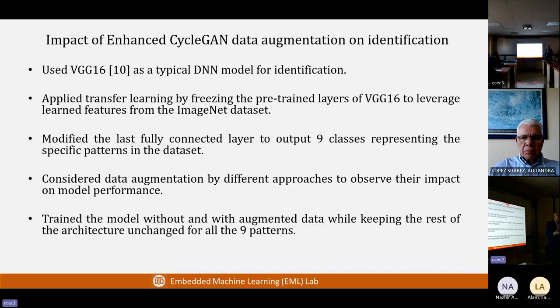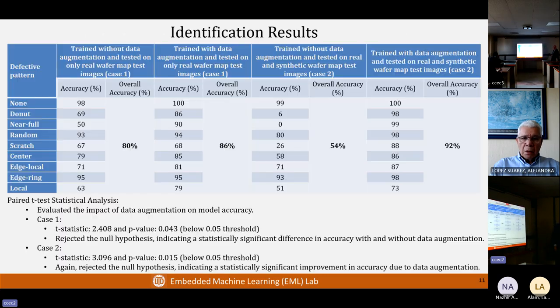And then we said, okay, we have these synthetic images. What impact would it make on identification? So we use VGG16 as a typical identification model. We trained it with and without data augmentation, with and without synthetic data, and see what the difference would be. We only do the training for the last layer. The other ones are trained based on ImageNet, all the convolutional layers on the ImageNet data set.